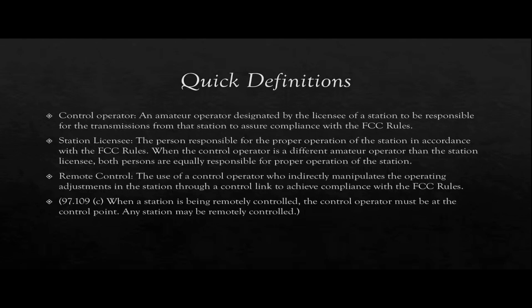The next part, remote control: the use of a control operator who indirectly manipulates the operating adjustments in the station through a control link to achieve compliance with FCC rules. So the key thing we look at here is internet control, using the internet to control a radio. That's the key thing you need to remember there. Under 97.109 Part C, it says when a station is being remotely controlled, the control operator must be at the control point. Any station may be remotely controlled.